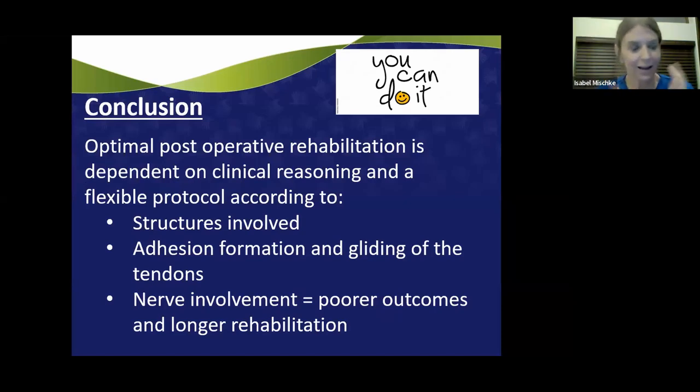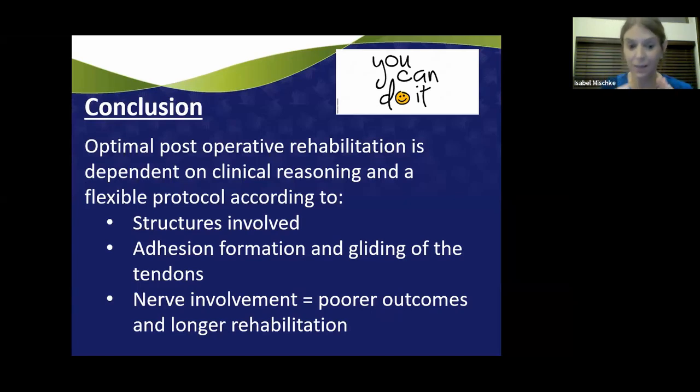You just need to think about the structures that are involved and look at if you are getting adhesion formation or if your tendon is gliding well. If your tendon is gliding well, just keep doing what you've been doing. If you're getting adhesion formation, you can add a little bit more movement, be a little bit more aggressive.